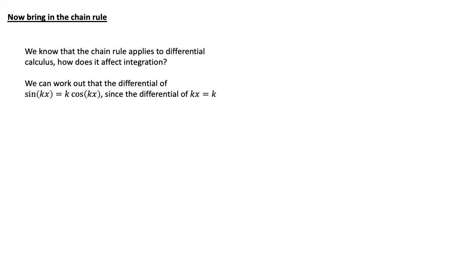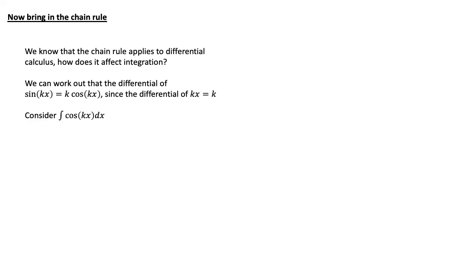And we know that the differential of sine kx, you notice I'm using k as a constant in here again, will be k cos kx, because the differential of kx is just k. So therefore it's differentiate the inside, which is the kx, gives me the k. Differential of sine bracket will give me cos brackets, therefore I'll get k cos kx.